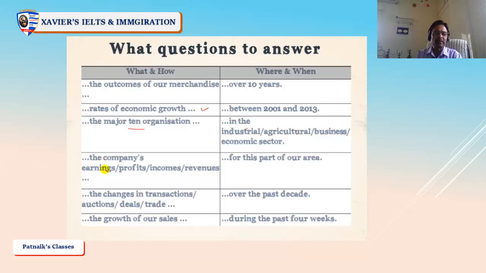The company's earnings, or the company's profits, the company's income, the company's revenues increased for this part of our area, right? So we can add those things, the trend, increasing or decreasing. We only have to use those words. Just keep these phrases in your mind. These types of phrases will help you to frame the sentences easily, right? The changes in transactions, the changes in auctions, the changes in deals, or the changes in trade. What happened about the changes, right? Whether it has gone down, or there is a dramatic change, or there is a slight change, or there is no change over the past decade.